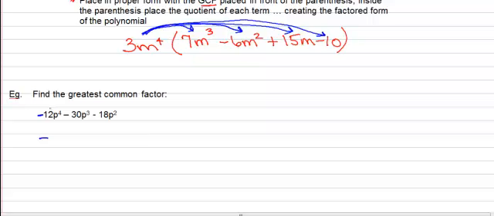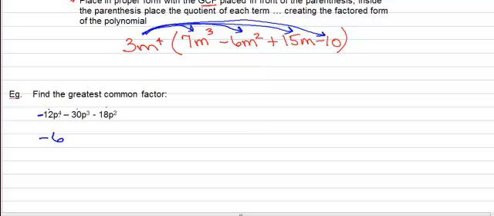Now we look at 12, and I'm picking 12 because 12 is the smallest number. And I can see I've got a 2 in there, 2 works in the other two numbers, I've got a 3 in there, 3 works in all of these numbers. And I can just keep going up if I want to. But the fact that I've got a 2 that works and a 3 that works means I can multiply those together and get 6. And now 6 goes into 12, 6 goes into 30, 6 goes into 18. So I'm picking 6 as my GCF.